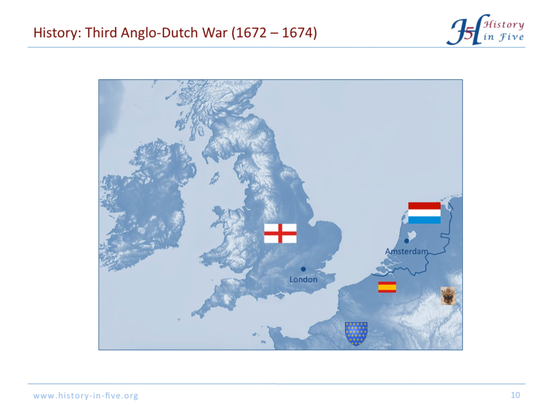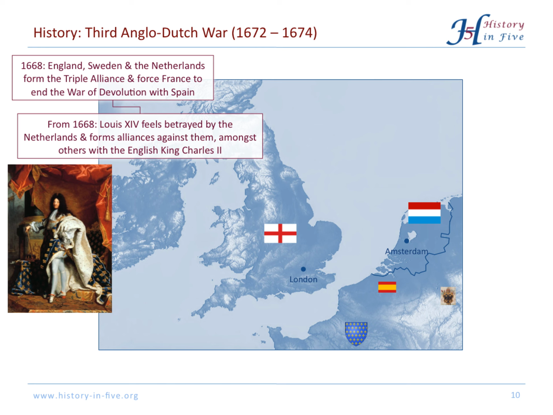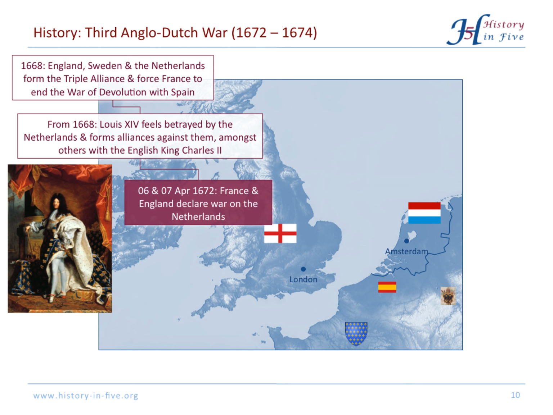The Third Anglo-Dutch War. To explain the war, you have to see that France became more and more powerful. But then there was a triple alliance. England, Sweden and the Netherlands forced France to stop a war with Spain. Louis XIV, the French king, was not very happy about this, and he now formed alliances against the Netherlands. One alliance was with England. So both countries declared war on the Netherlands.